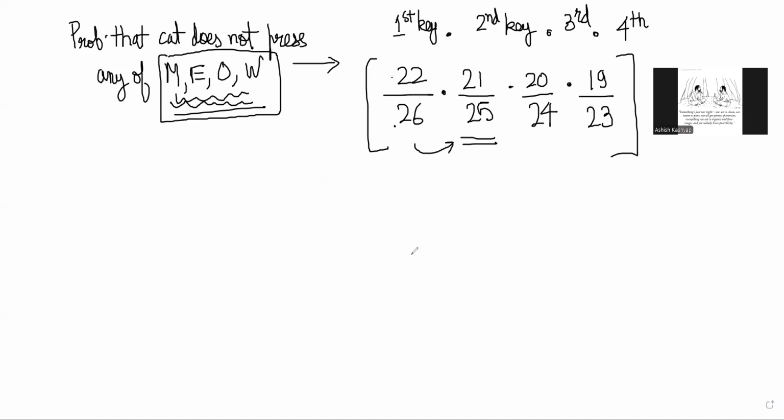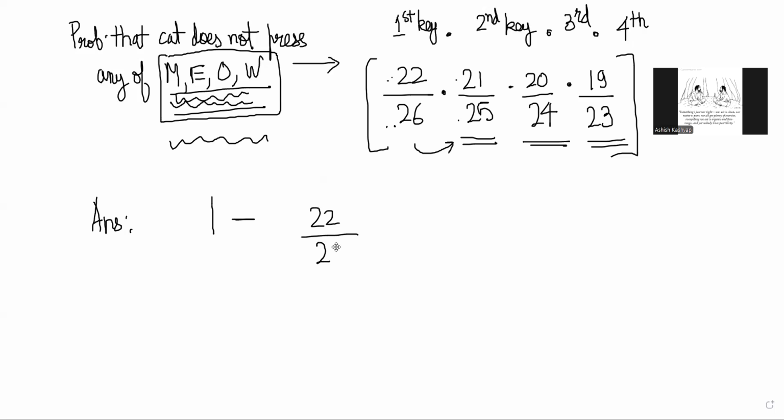Basically, 4 times you are pressing the keys. Every time you have to avoid these 4 letters. So first time it is 22 by 26. After that, there are 25 total letters because you have already pressed one key. But out of 25, again, you cannot press these 4. So it will be 21 by 25. Then it will be 20 by 24 and then 19 by 23. This is the probability that the cat does not press any of this. The answer would be total probability 1 minus this probability. Total probability is 1 and 1 minus this would be your answer.